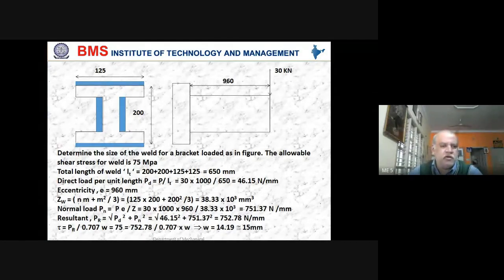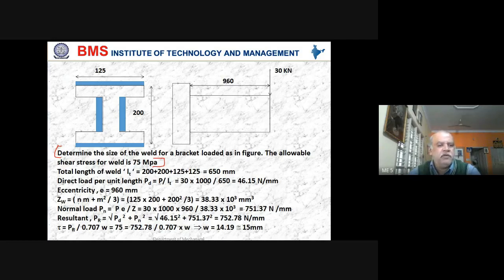Note down this problem. Determine the size of the weld for a bracket loaded as in the figure. The allowable shear stress for the weld is 75 megapascal. So there it was only parallel and transverse fillet welds. Here it is going to be a totally different type of welded joint that we are handling now.